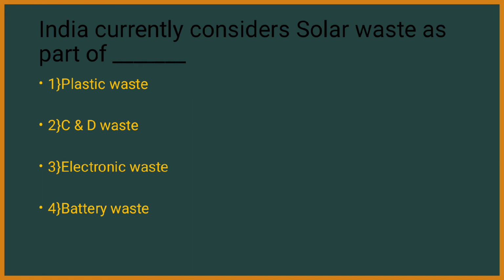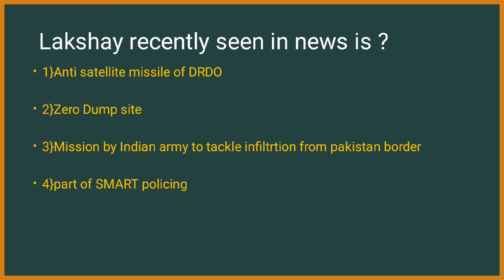Next question. India currently considers solar waste as a part of dash waste. First one, plastic waste; second, C&D waste; third, electronic waste; and fourth, battery waste. See, if you want to eliminate, there will be a confusion between C&D waste and electronic waste, because although batteries are there, solar has many more utilizations. Therefore, battery can be eliminated, and solar doesn't come under plastic waste. You can eliminate that. But if you know the second option, what is C&D? Then you can eliminate this easily. C&D is nothing but construction and demolition waste. So this is not the answer, and the answer is electronic waste. As of now, India considers solar waste as a part of electronic waste.